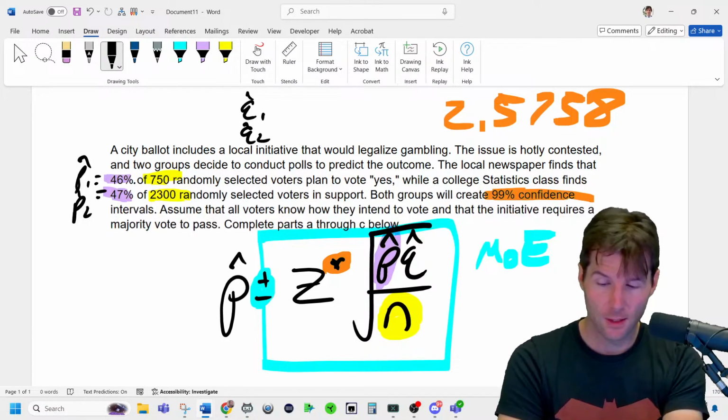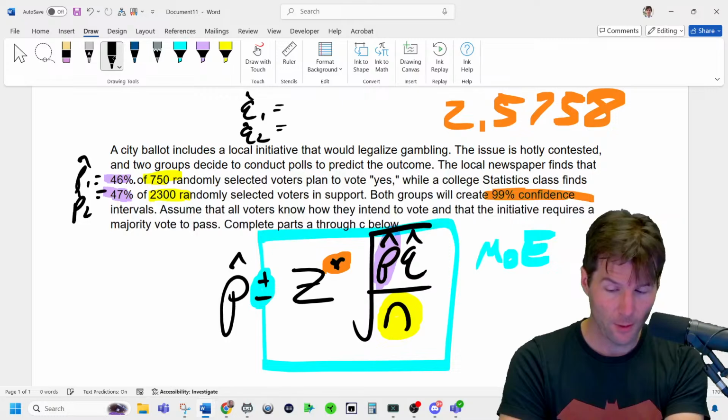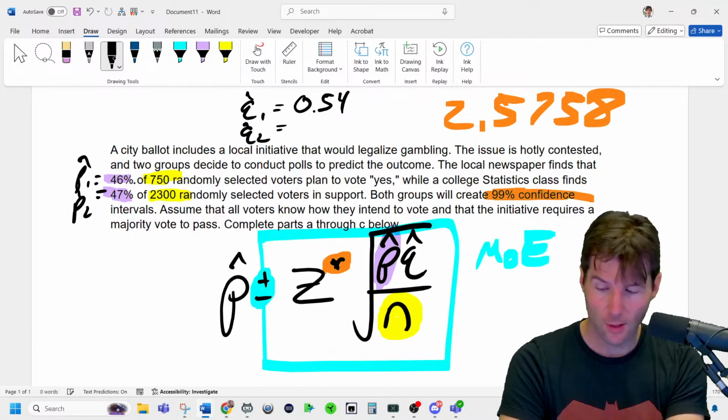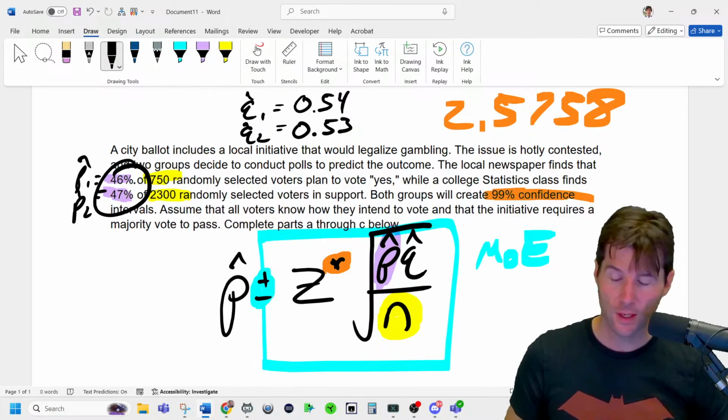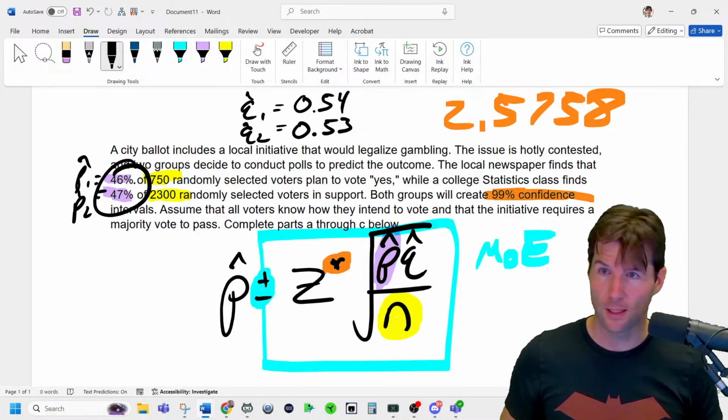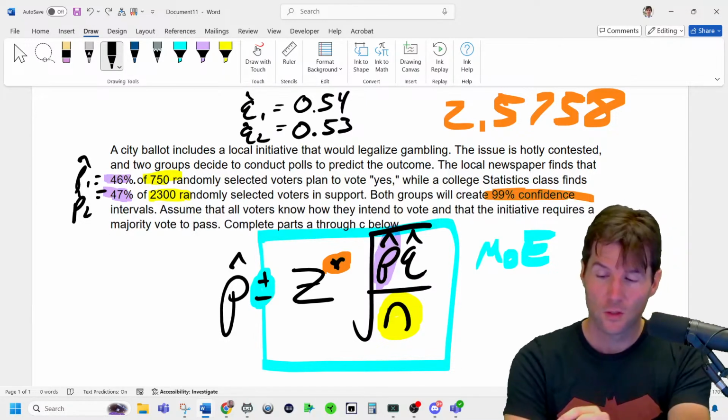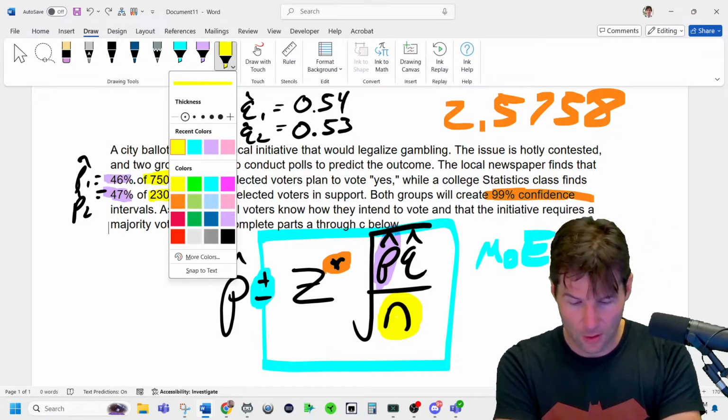So in the general public, which is the first group, we have 54% was going to vote no, and 53% of the college students. So we're just doing 1 minus. And these right here, 1 minus gives you q hat right there. So q hat is 1 minus p hat. So now we've identified pretty much all the notation.